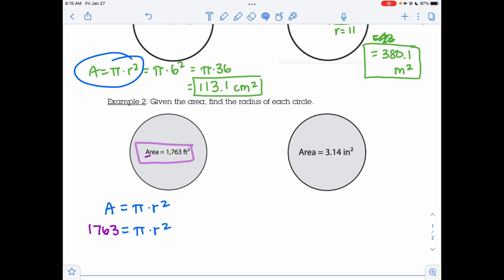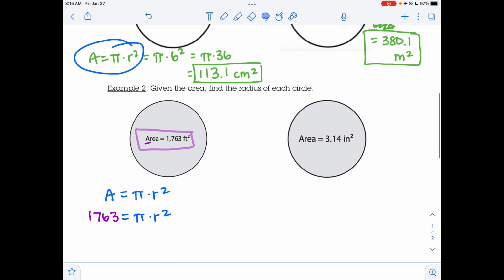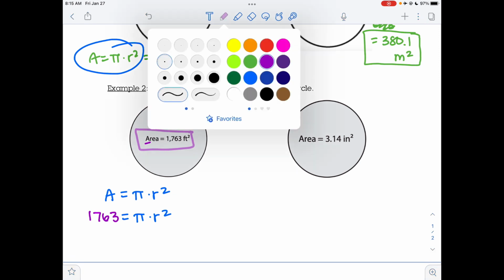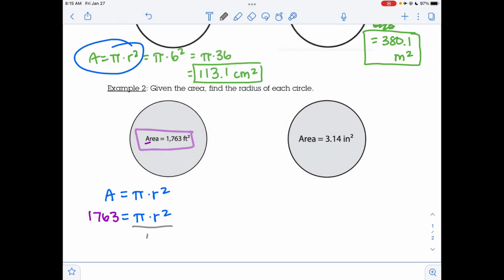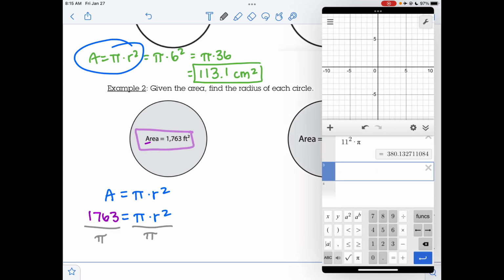So now I have 1,763 equals pi times r squared. Now remember, pi is a number. We can divide by pi. You're not going to want to do that by hand, but you have a calculator.